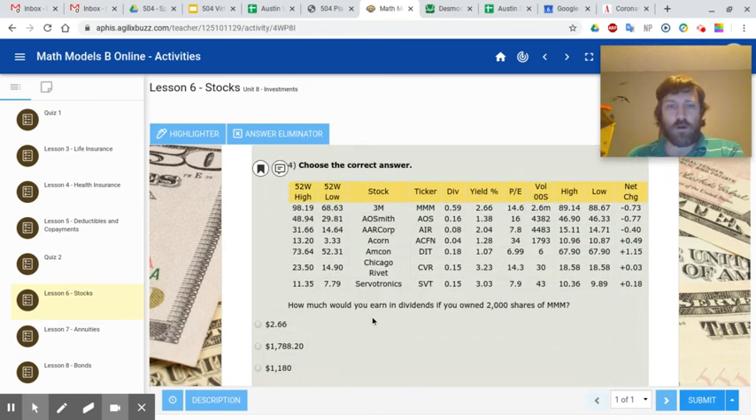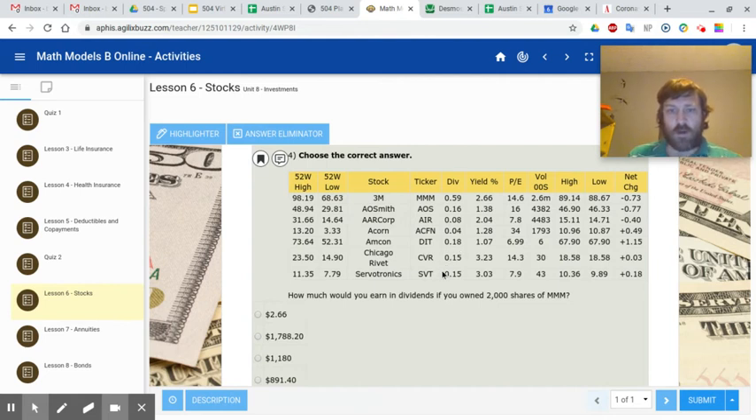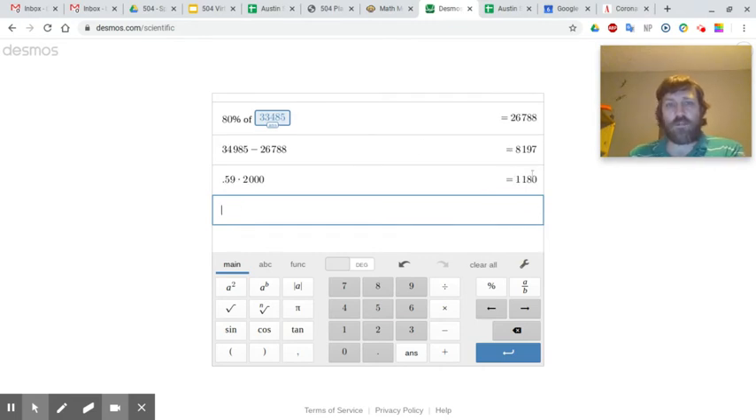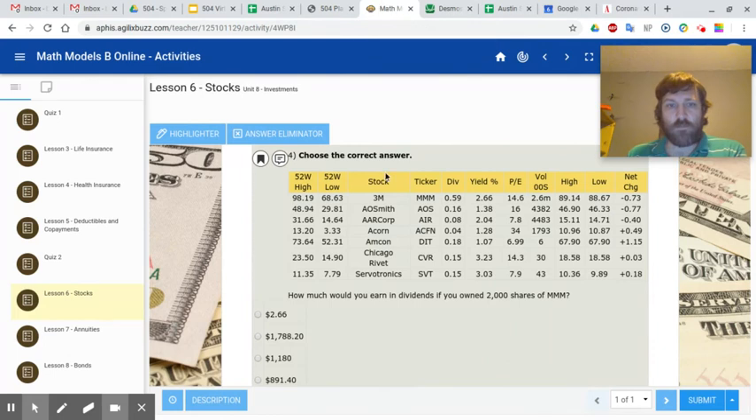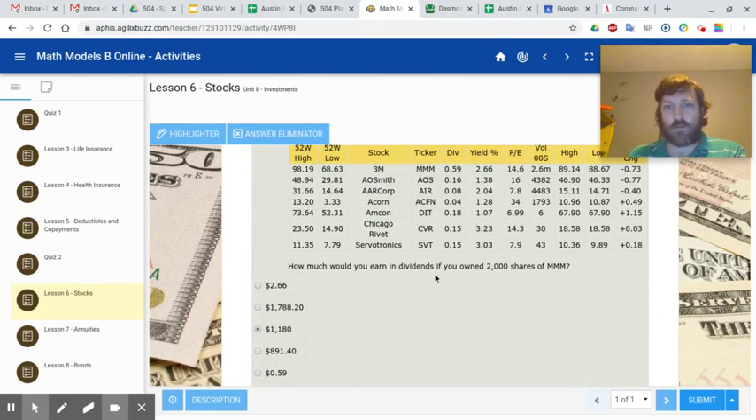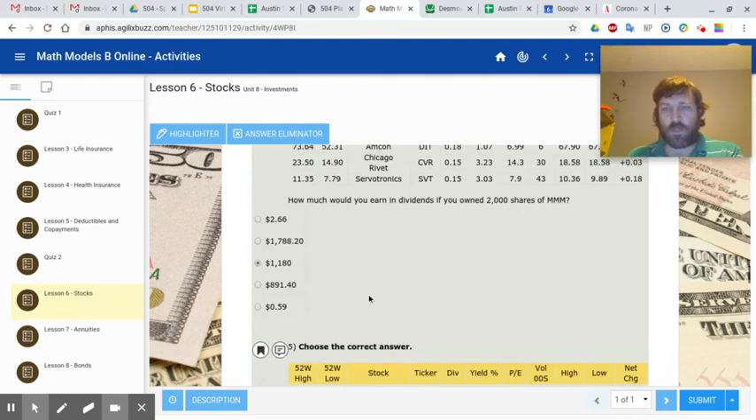So that's how you know the volume is the number of shares. How much would you earn in dividends if you own 2,000 shares of MMM? Dividends are right here, so we'll look at MMM. It's 0.59. We're going to multiply 0.59 times 2,000 shares, and we would get dividends of 1,180. There it is right there. All you have to do is multiply the shares times the dividend amount, and that's what's getting this number here. I'm going to keep going.